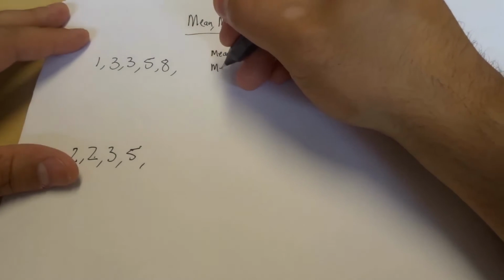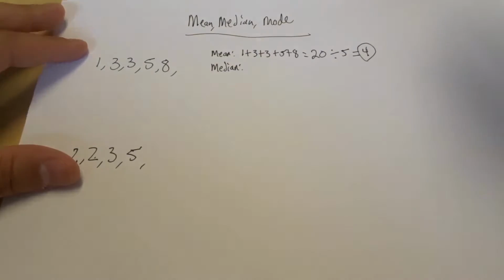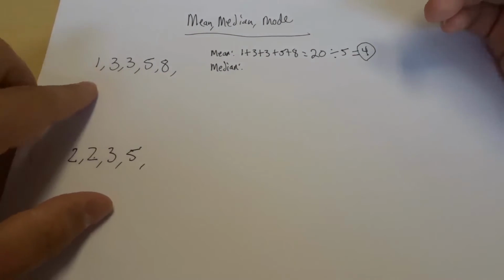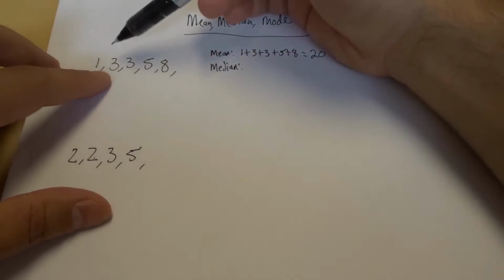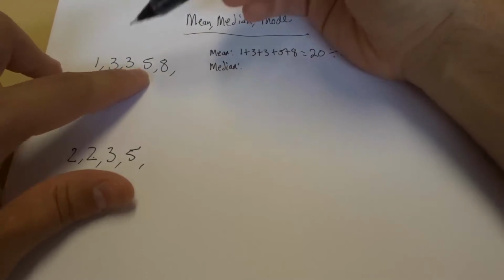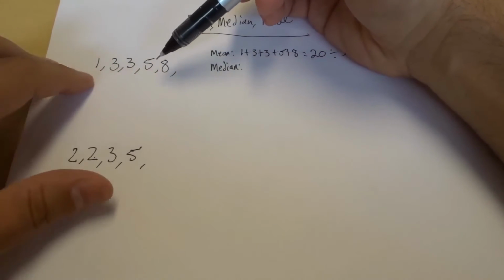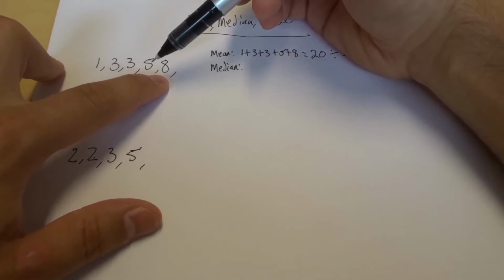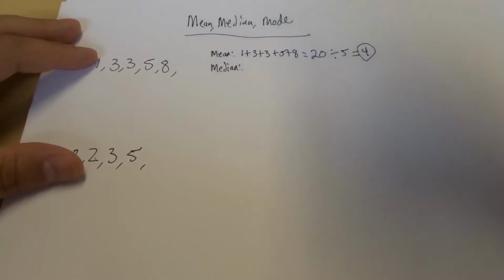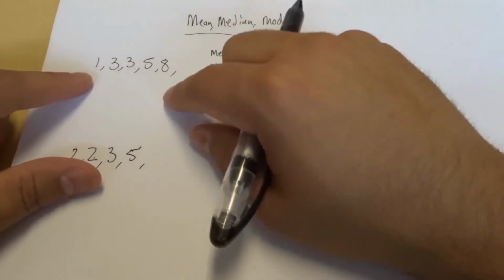Now the median is basically the middle number in the set of numbers. So to find the median, you actually have to make sure that they are in numerical order from least to greatest, okay? Or from greatest to least. Either way is okay. But with that being said, this is how I like to do it.